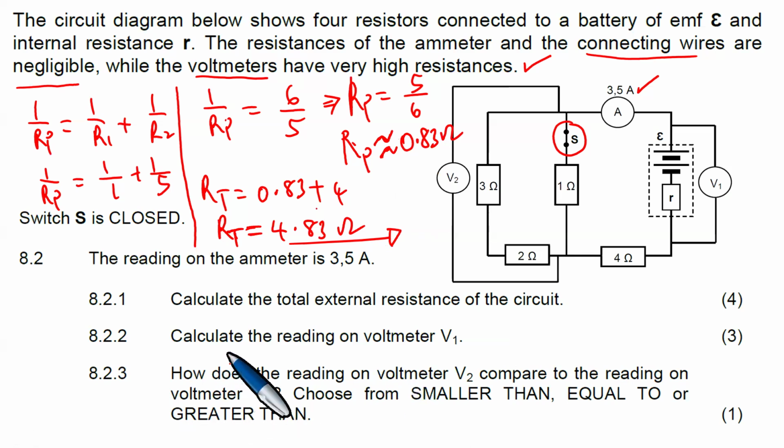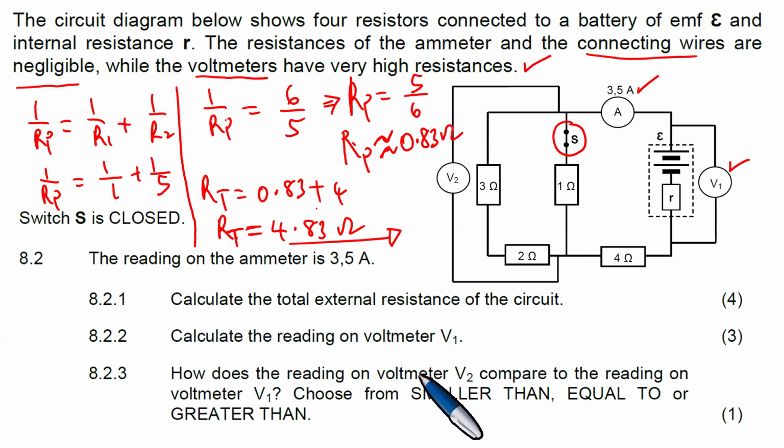Okay, but we are moving to the next question. That was our total, which is 4.83 ohms. Calculate the reading on voltmeter V1. This one. The reading on voltmeter V1. I'm giving you a minute. Okay, very well done. 16.91.